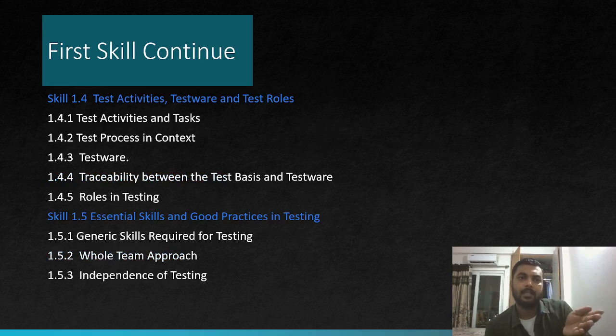Then there are other things like activities, the testware and the test roles. You will come to know about testing activities and tasks, test process in context, testware, traceability matrix, and the roles in testing. Then generic skills required for testing, whole team approach, how the team should approach a particular kind of application, and independence of testing. All these things come under the first skill.